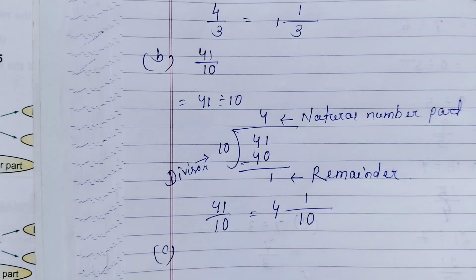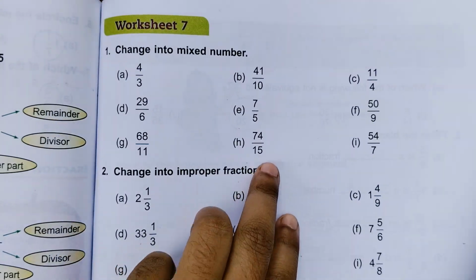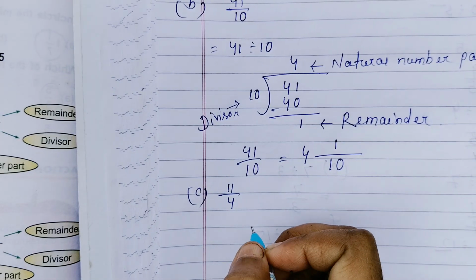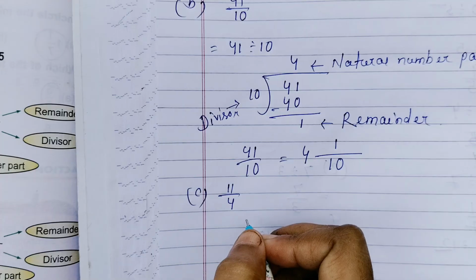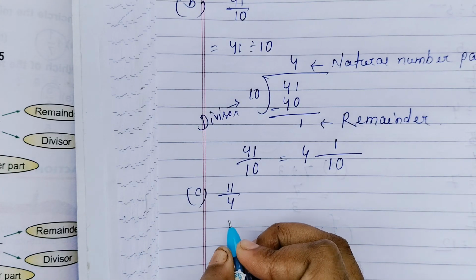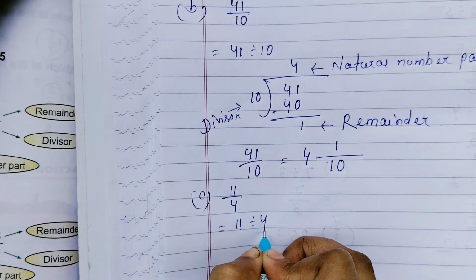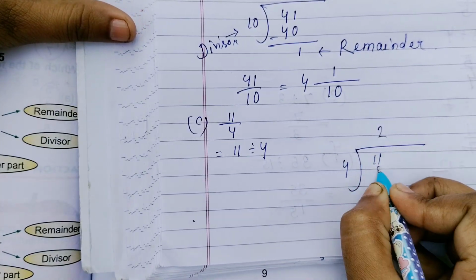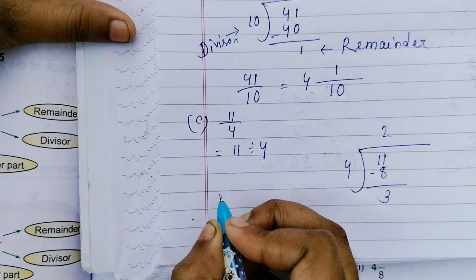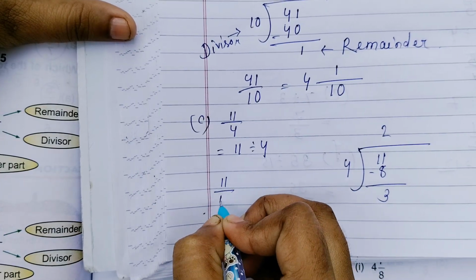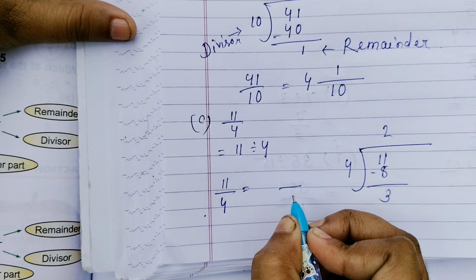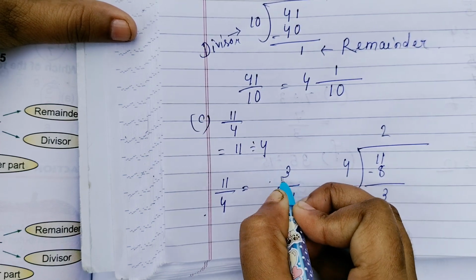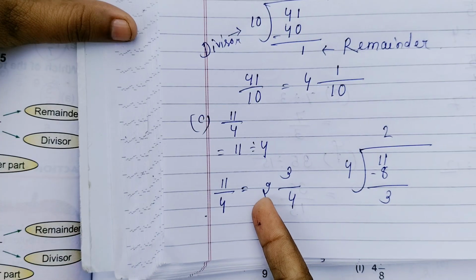Now we solve another, point C. 11 by 4. First, we know that 11 by 4 can be written as a division sum, 11 divide 4. Now we divide it. 4 2s are 8. 11 minus 8 equals 3. So its remainder part is 3 and 2 is the natural number part. 2 whole of 3 by 4.